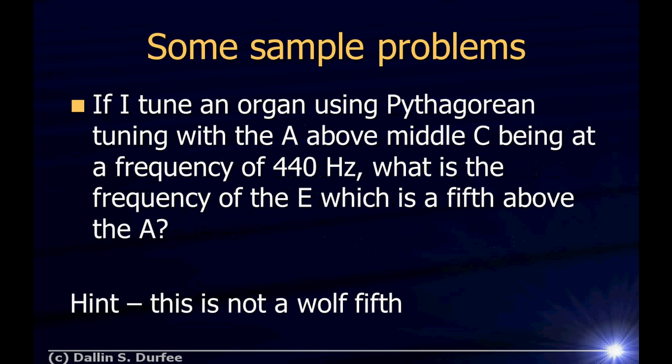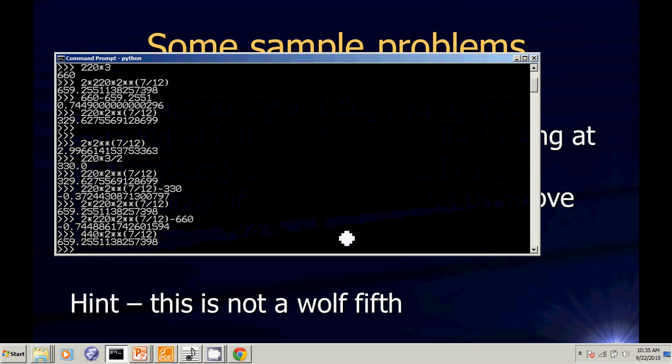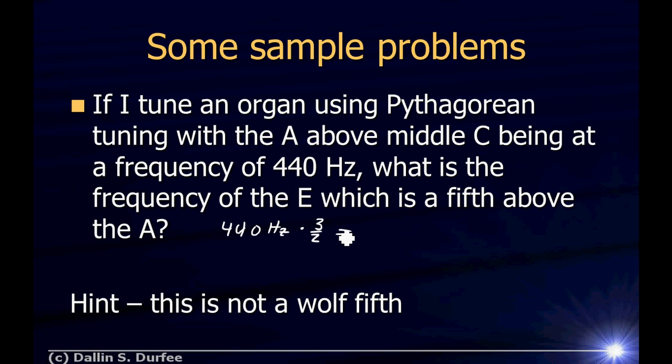Here's another problem. If I tune an organ using Pythagorean tuning, such that the A is 440 Hertz, now what's the frequency of the E, which is a fifth above the A? Now this is not a Wolf fifth, which means that using Pythagorean tuning, other than the Wolf fifths, fifths are just a factor of 3 halves higher. So now if I take 440 Hertz times 3 halves, I get 660 Hertz. All right?